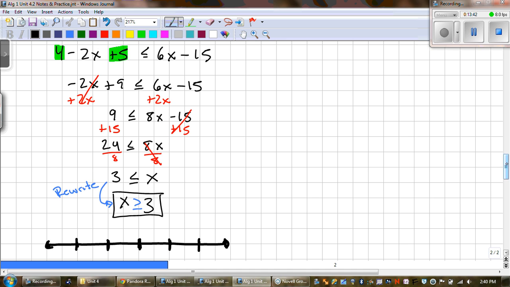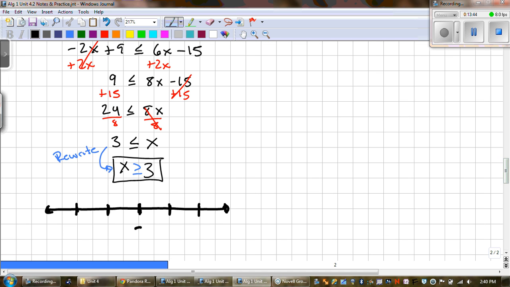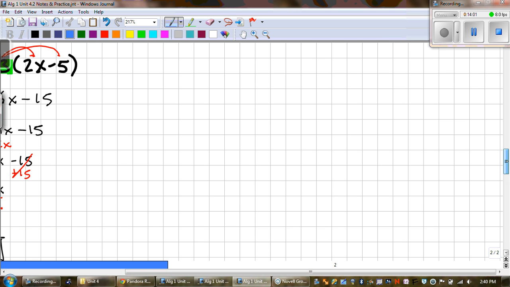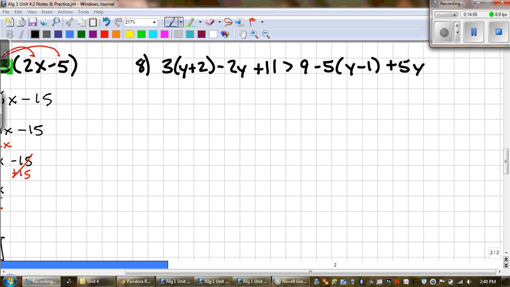Okay, so there are my 3 numbers, and I've got 3, 4, 5, and then 2 and 1. So at 3, we are closed, and I want all numbers greater, so I shade to the right. And that's it for number 7. All right, number 8. Okay, so here we go with number 8.